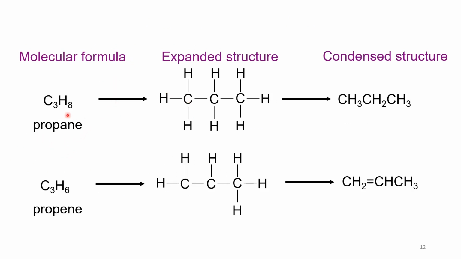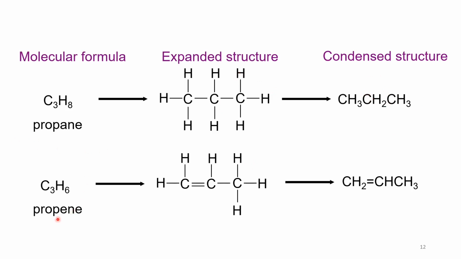We have propane with the formula of C3H8. So from the expanded structure, now we want to convert into the condensed structure. Okay, so this is CH3. Okay, carbon attached to 3 hydrogen atoms, so we write CH3. The second carbon is CH2, and the third carbon is CH3. Alright, so this is the condensed structure for propane.